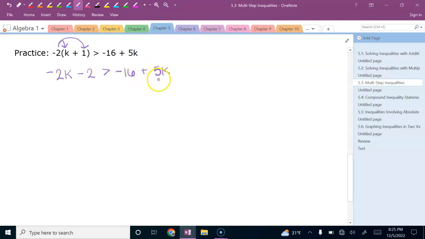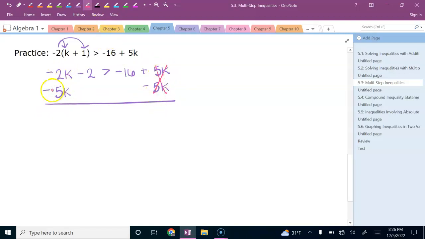Now you can decide, do you want to put your letters on the left-hand side? Do you want to put your numbers on the right-hand side? Some of you might have gone that direction just because you like the letter to be on the left. If you do that, though, you will have to deal with that negative number in front of the letter, which is fine. We talked about how to handle that, like what your rule is. If you don't like to deal with the negative, you could have always switched it and gone the other direction. I'm going to go ahead and just move 5k over to the left-hand side because I know a lot of students prefer to see the letter on the left-hand side anyway.